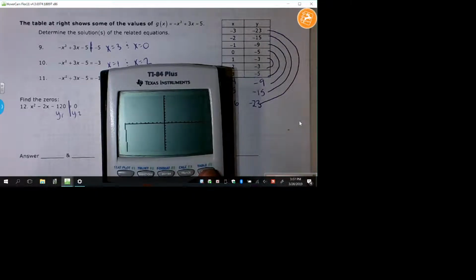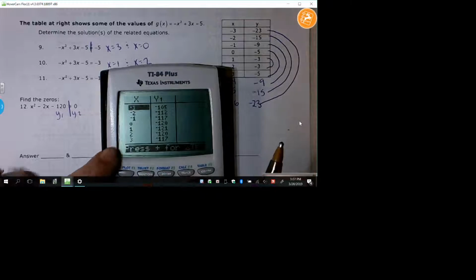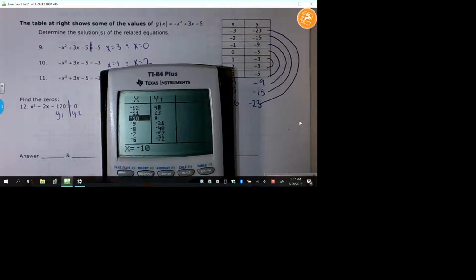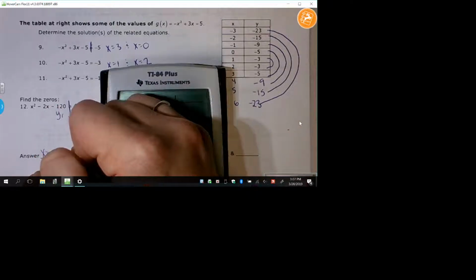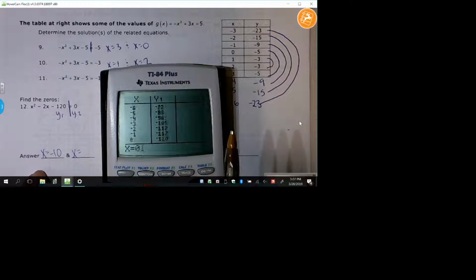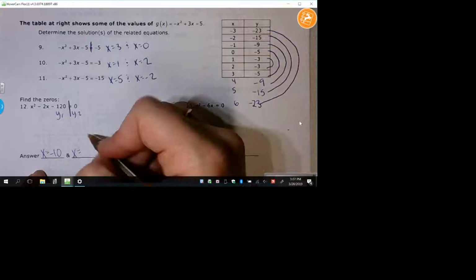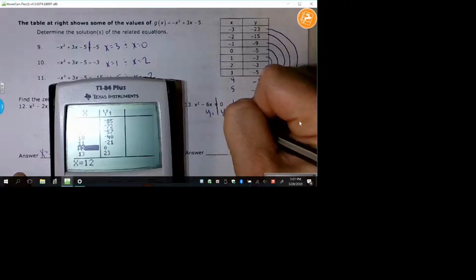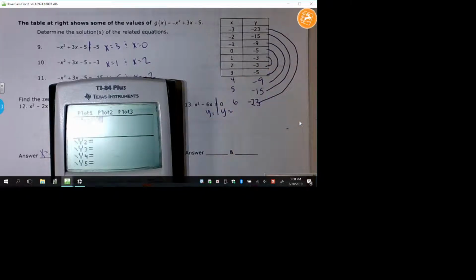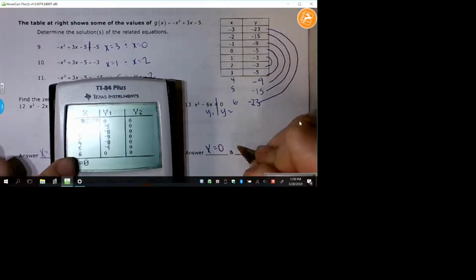So I know it touches there. Okay, so x equals 10, negative 10. And let's go the other way. X equals 12. So now if we do 13, so x equals 0 and x equals 6.